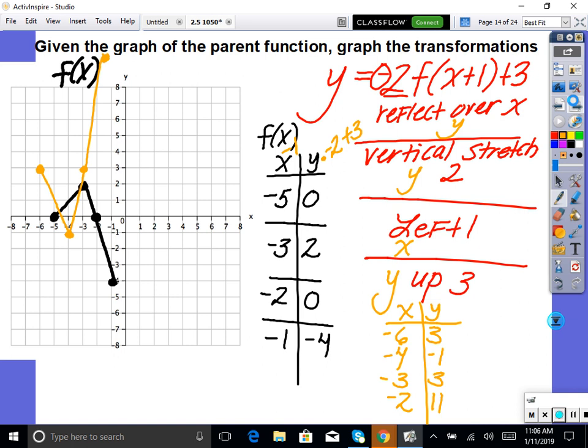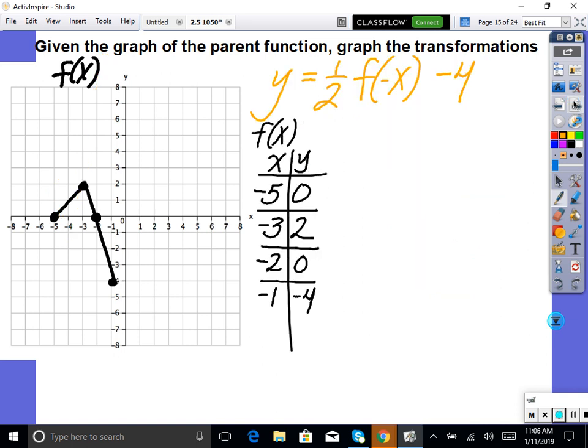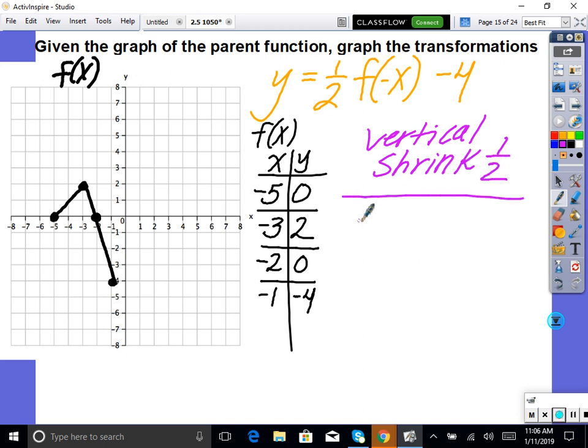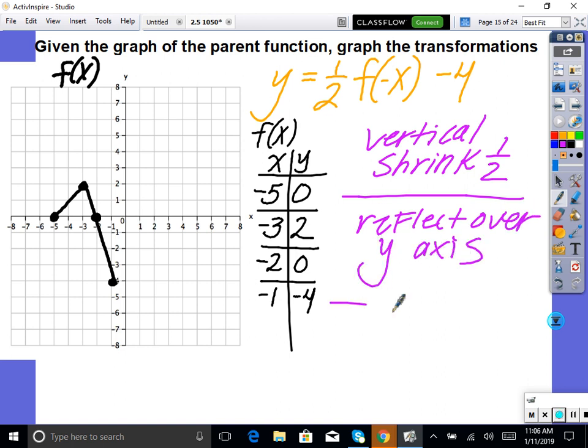Okay, awesome. We don't have to do this one if you don't want. I just want to make sure that we would know which values get affected by which thing. So this is a vertical shrink of a half, correct? Then we have a reflect over the y-axis, and we also have a down 4.